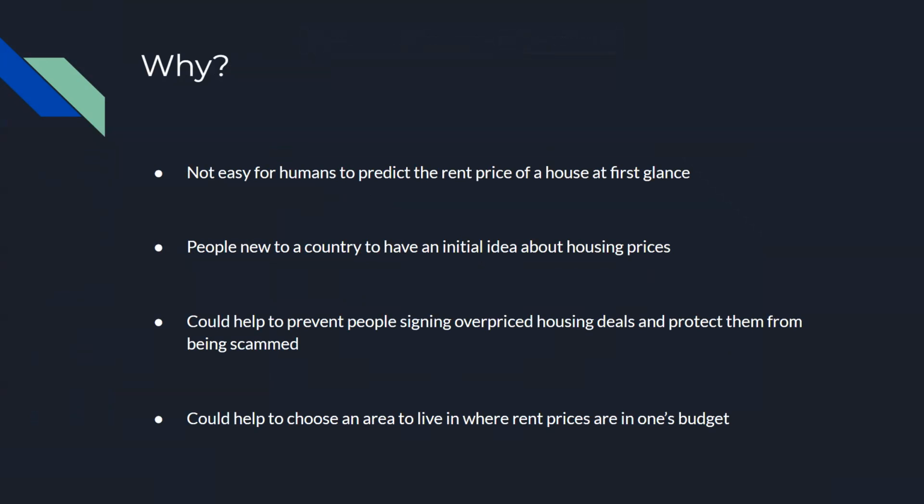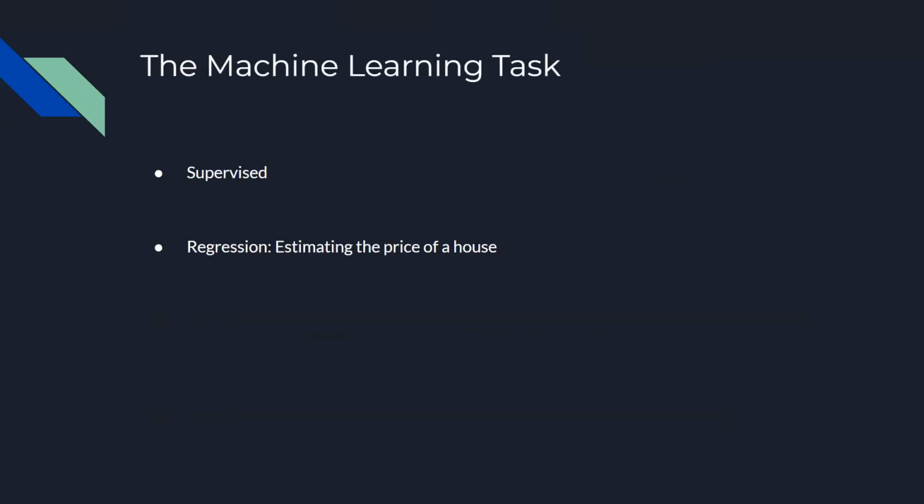Why we chose this? Because it's not easy for humans to predict the rent price of a house. And also we want people new to a country to have an initial idea about housing prices, to prevent them from being scammed. And we want them to choose an area to live in. We want to help with that. It will be supervised. It will be estimating the price of a house, the rental price. So it will be regression.